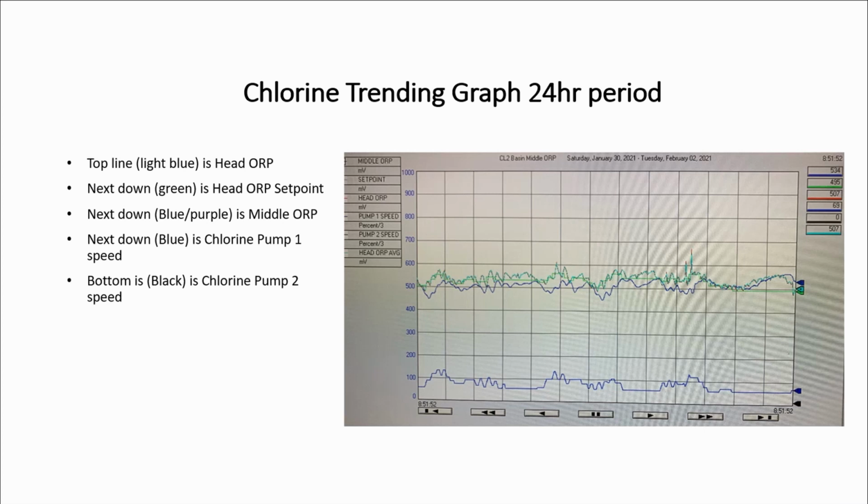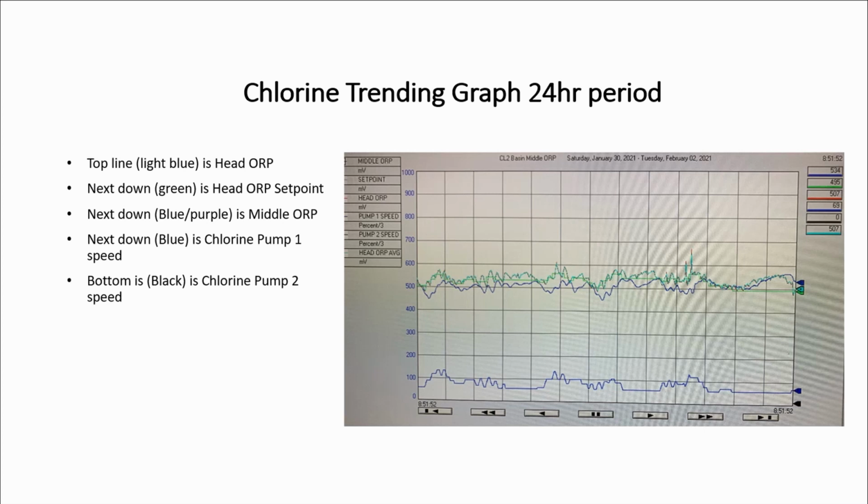The next blue line up, it's kind of a bluish purple. Military says I'm colorblind, so it looks blue to me. That is the middle ORP. You can see how it trends up and down. And that one, we always look to make sure that it's below the head, which is kind of a turquoise color. It's mixed in with the green, which is our average function. So basically, the difference between those is their chlorine demand between the two.